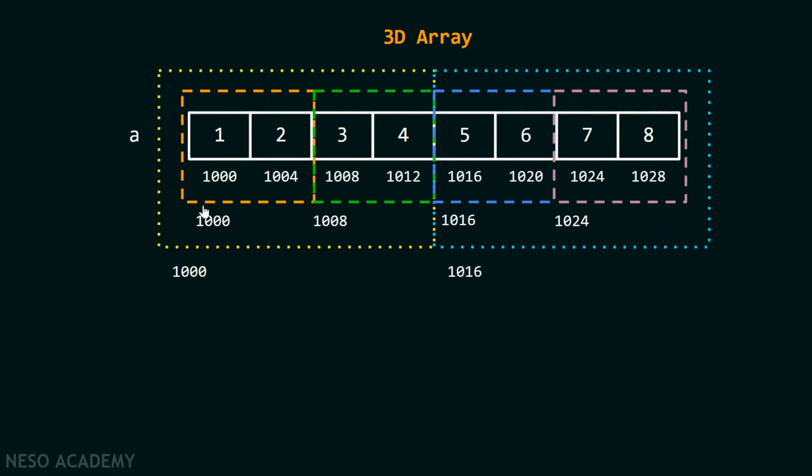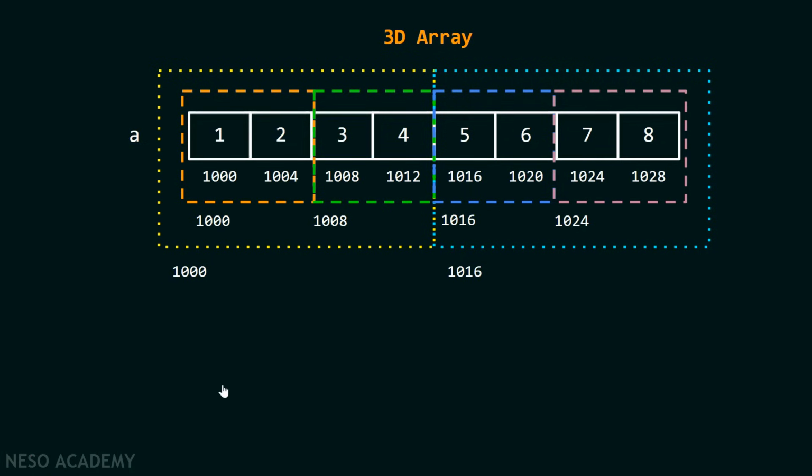Now we can see that the base address of this 1-dimensional array is equivalent to the address of the first element. Similarly, the base address of this whole 2-dimensional array is equivalent to the address of the first 1D array, which is equal to 1000. In this case, 1016 is the base address or the starting address of this whole 2-dimensional array.